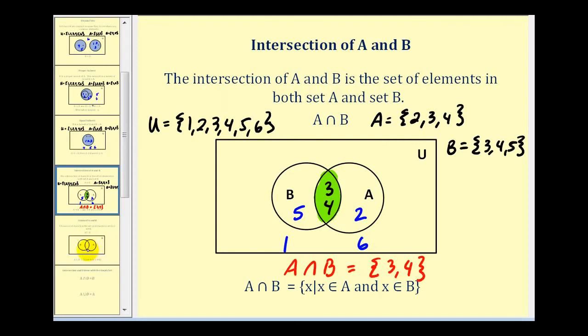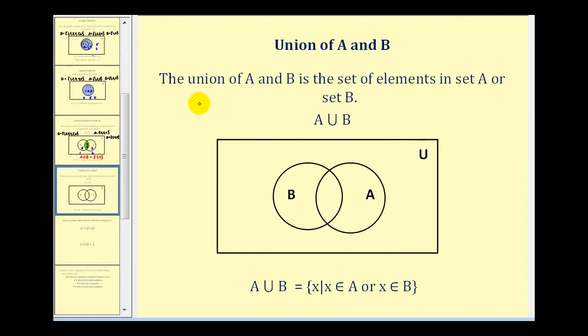And now let's talk about the union of sets. The union of A and B is the set of all elements in set A or set B. So A union B is equal to all the elements X such that X is contained within A or X is contained within B. So the big difference between intersection and union is that in intersection we have an and, in union we have an or.